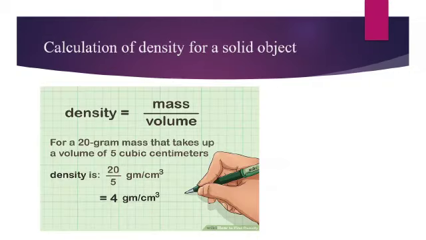Last but not the least, calculation of density for a solid object. It's very important. You just need to divide mass by volume. In this example, we have 20 gram as a mass and volume as 5 cubic centimeters. So just divide them and you'll get 4 gram per centimeter cube.